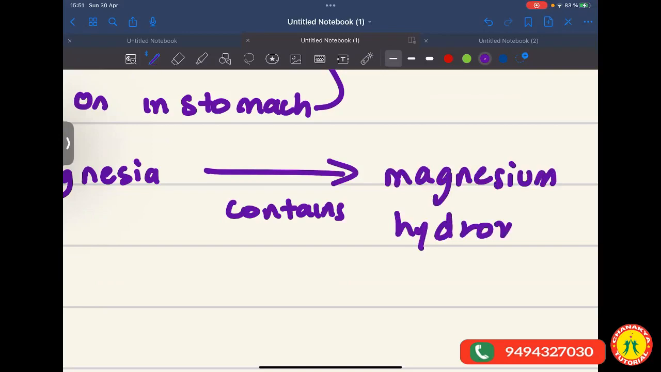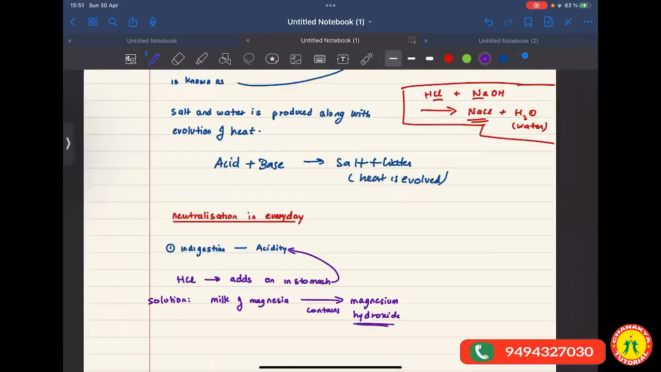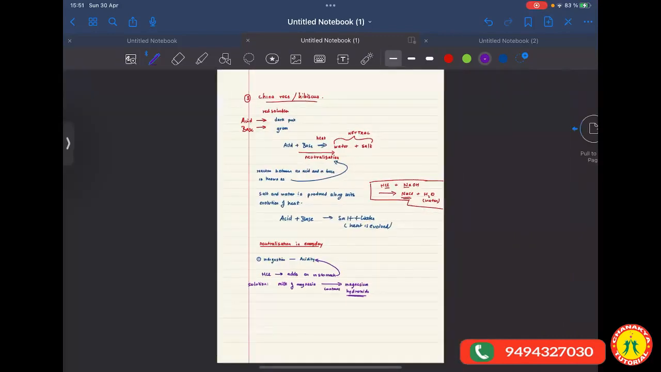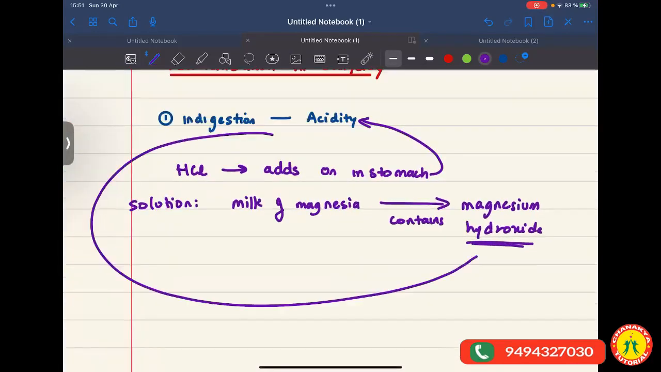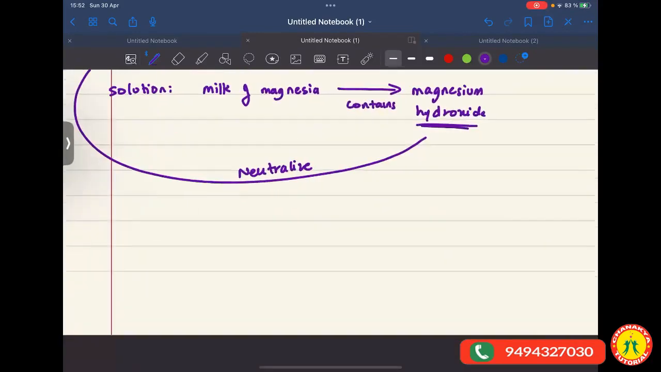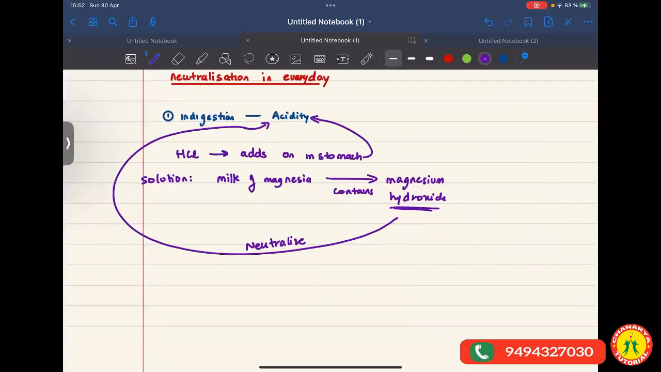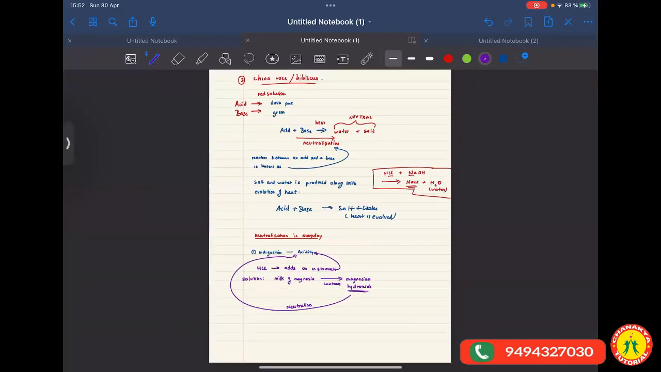You all should be aware by now. If the term hydroxide itself is there, it means it's a base. Okay, here we saw that. So you drink that, and this will neutralize the acid. It will calm down the acid, and it will basically remove the acidity and bring down the power of the acid. This is one of the situations.